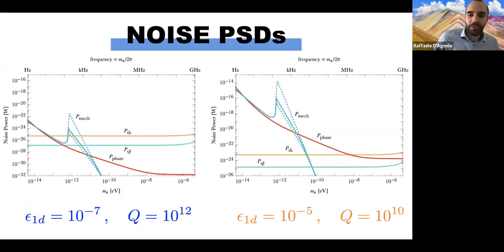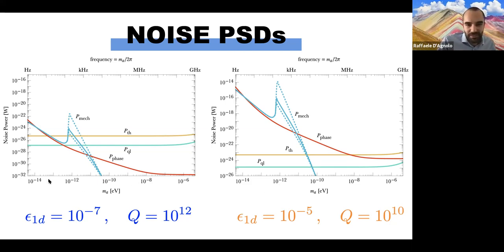All right, so putting these stories all together, here I'm showing you the power spectral densities of these noise sources for two sets of experimental parameters. On the left-hand side, we have the geometric rejection achieved by Mago 15 years ago, and a quality factor that is a bit futuristic, let's say. And on the right-hand side, we have the same quality factor as Mago and an epsilon that is 100 times worse. So the right-hand side is worse than what was achieved 15 years ago.